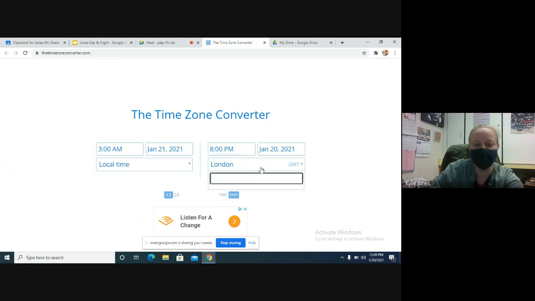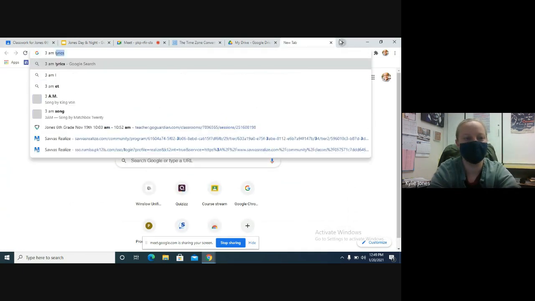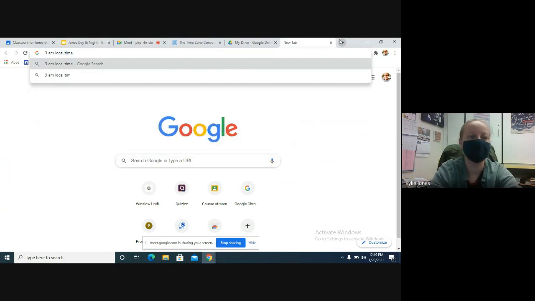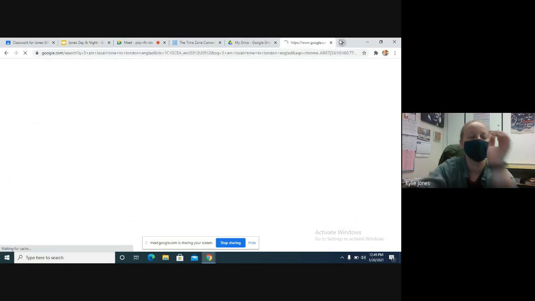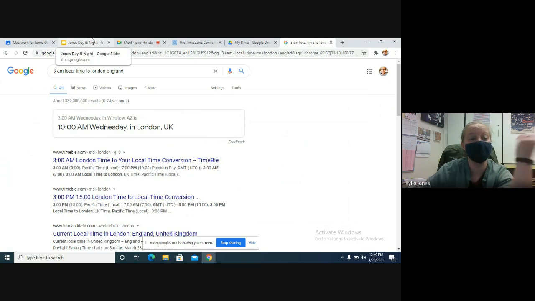I don't know why this key isn't working. Oh, wait, you know what? If you have to Google it a different way, do so. But in London, so 3 a.m. local time to London, England. I think I spelled that wrong. I did. That means that it's 10 a.m. If it's 3 a.m. in Winslow, it's 10 a.m. in the United Kingdom. I know you did. I'm just trying to show it on the thing. Stop it. I knew you were right. I was just trying to show it on here because it wasn't working on my converter.